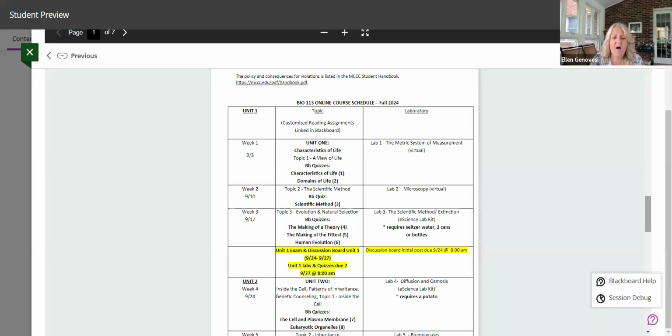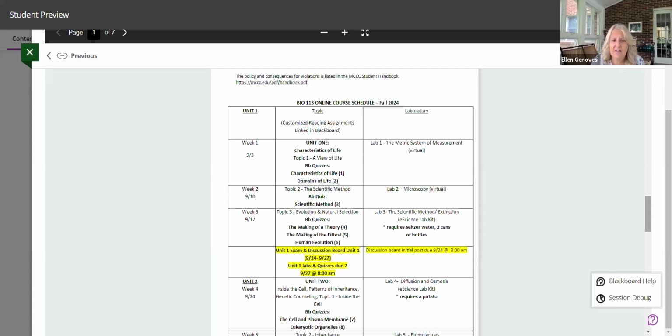Hard deadline. The only exception kind of is the discussion board. Your initial post is typically due about 3 days before the final deadline, right? You'll also see under laboratory, it'll indicate some supplies that you will need in addition to your lab kit, right? So you might need like a potato or some seltzer water. So this is just so you can plan ahead, right?